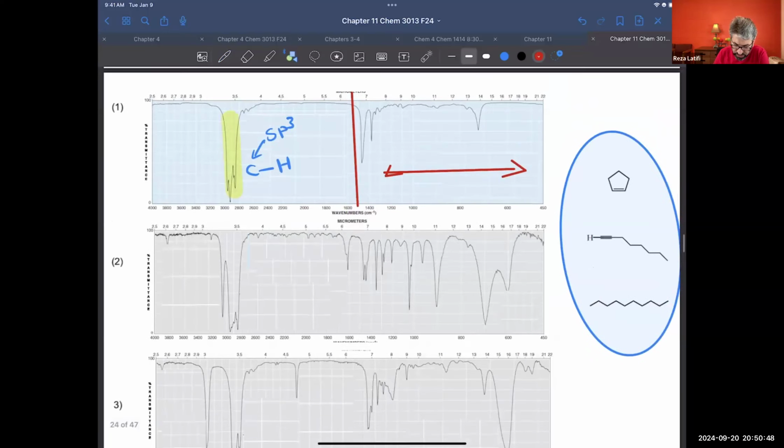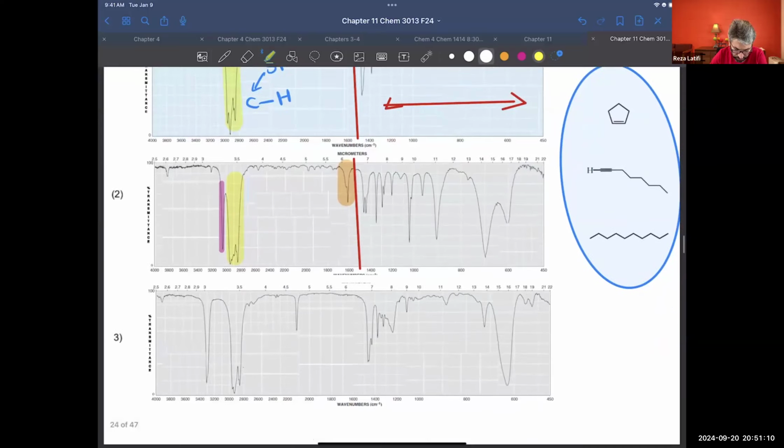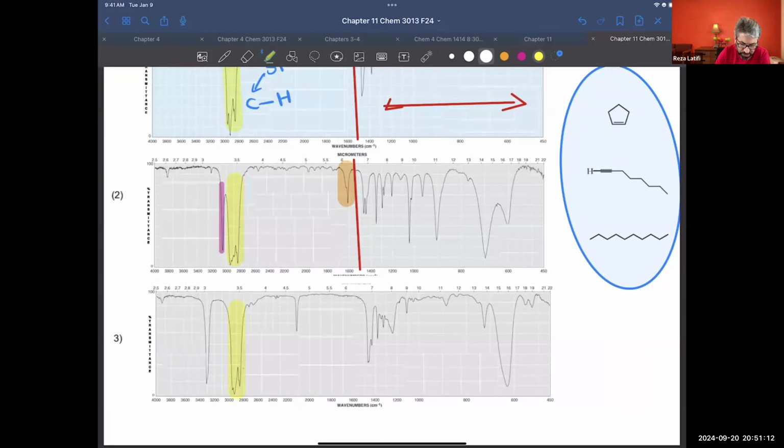Next, let's find the 1500. The 1500 is somewhere here. Now we have a new peak, and also we got something here. We do have this, we have that one, we have it in all of them. So that's common, and that represents CH, and the carbon is sp3.